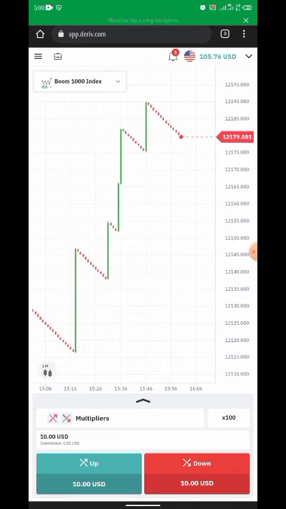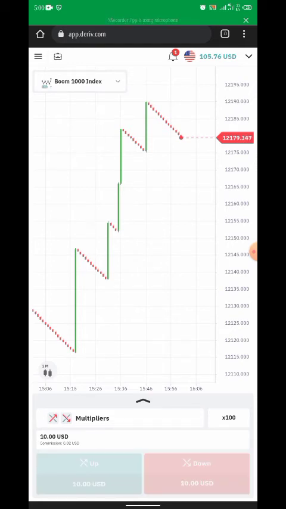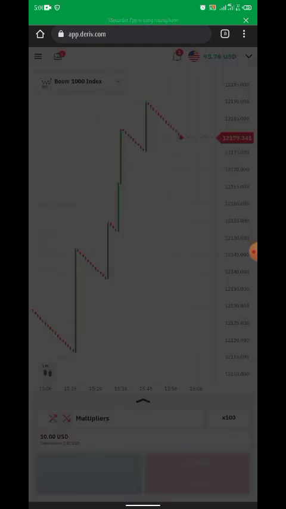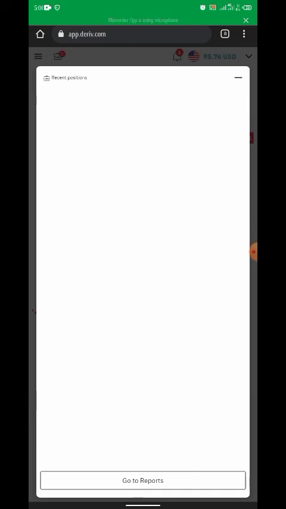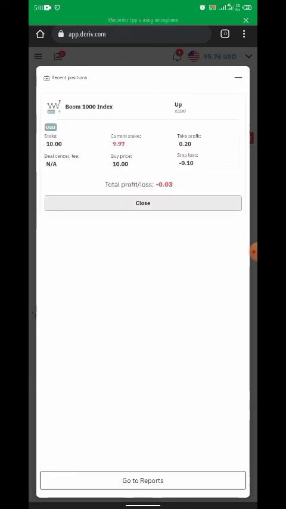Okay, so let's get to what I'm here to show us. For this demonstration, I'm using 10 USD. So I'm going to open up direction because I'm trading boom. Now what you lose is actually the commission, but if you're not fast enough, you lose, or your network is not good. So I lost 3 cents.